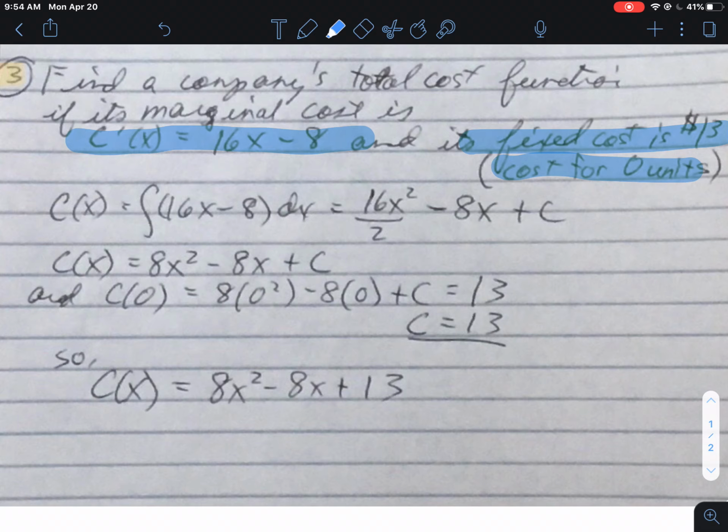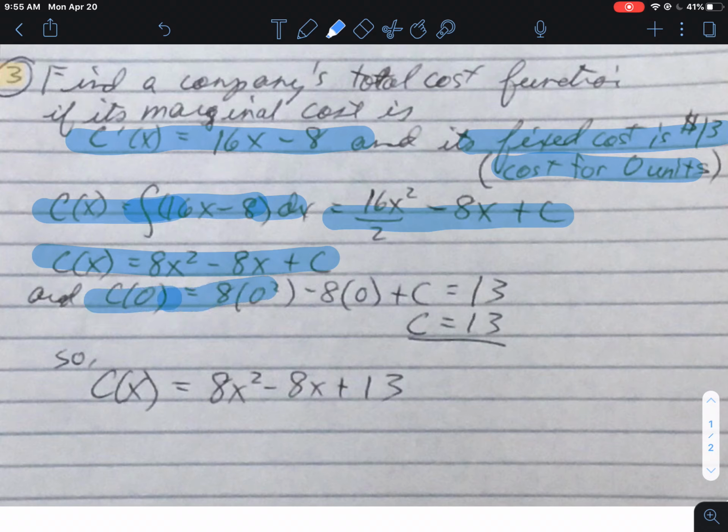So our cost function, C of x, again, is the integral of our derivative, C prime. It's the integral of our marginal cost, the antiderivative of 16x minus 8 dx. Using our power rule again, 16x squared over 2 minus 8x plus C, or 8x squared minus 8x plus C. And again, the initial costs, or fixed costs, would be our cost when x equals 0, before the first item is produced. So fixed costs, C of 0. I'm just plugging that into our cost function.